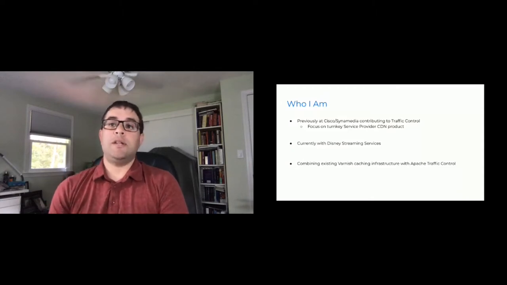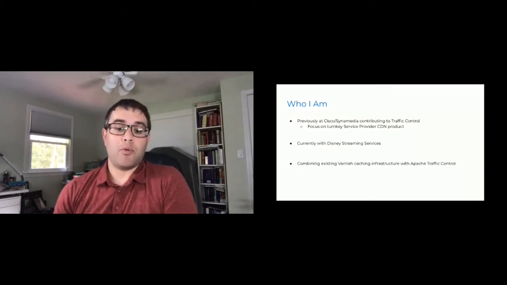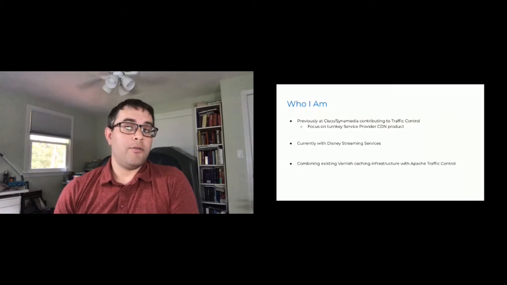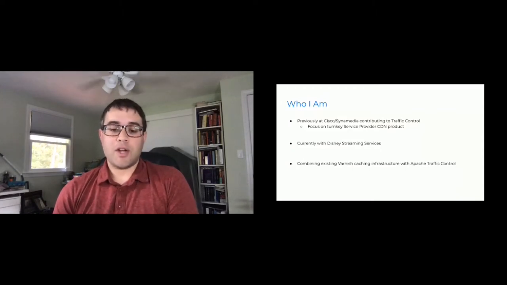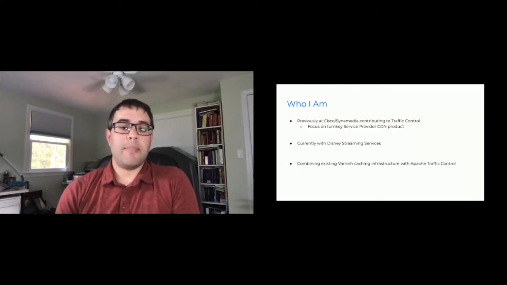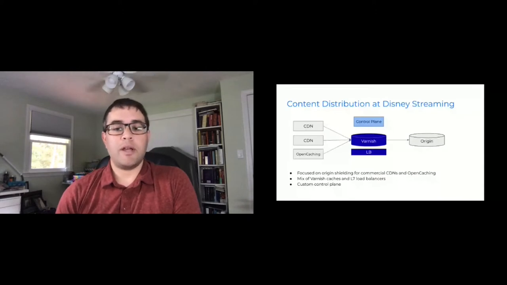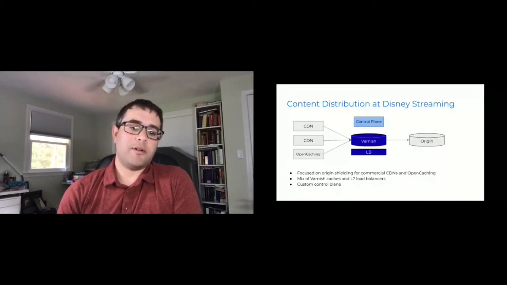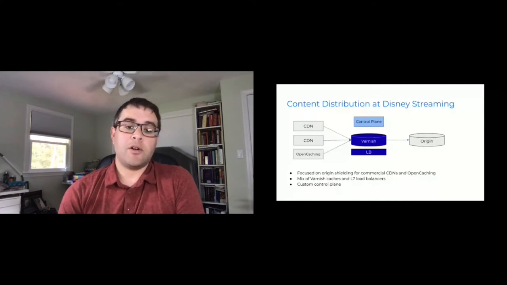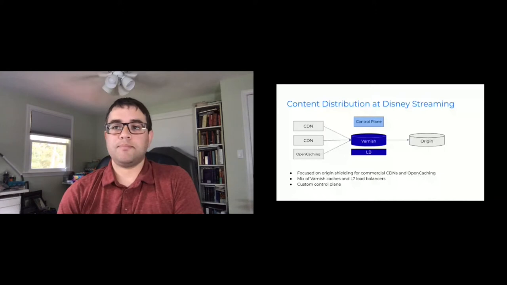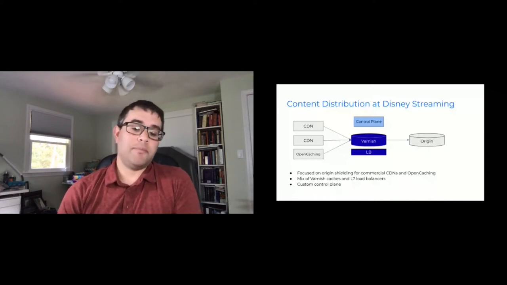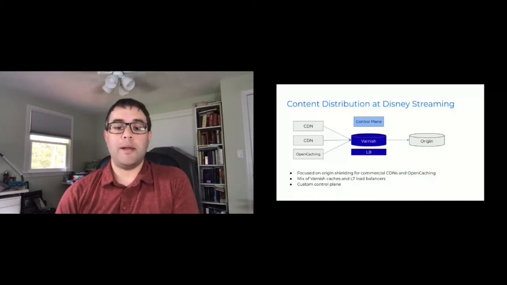So enter our CDN. We operate a network of Origin Shield Varnish caches and load balancers. These help to scale up and protect the origin from periods of high traffic. The final delivery to our viewers still today occurs through commercial CDNs and open caching nodes. And this entire system is controlled by a custom control plane.